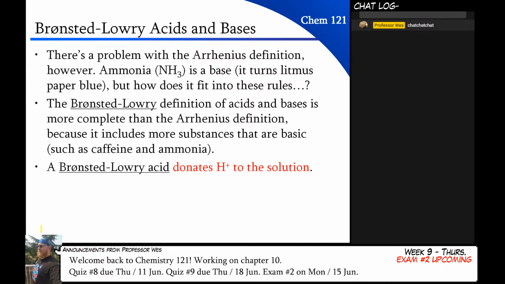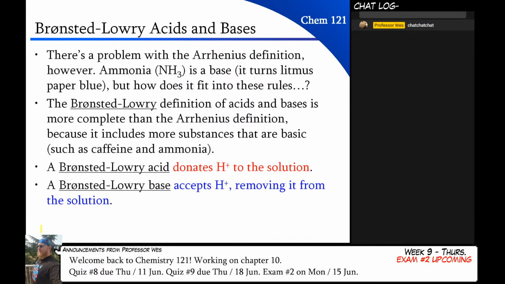Something is an acid if it donates H+, specifically a Brønsted-Lowry acid. And something is a Brønsted-Lowry base if it removes H+ from the solution. In other words, it takes H+ and keeps it for itself. So acids add H+ to the solution, and bases get rid of it. This is a much better definition because this helps accommodate ammonia. Ammonia removes H+ from the solution. In the form of water, it took away the H+ from the water. But the definition at least is true in this statement.